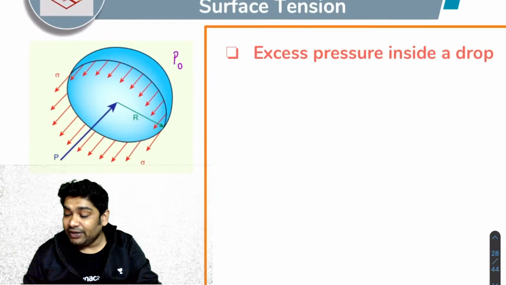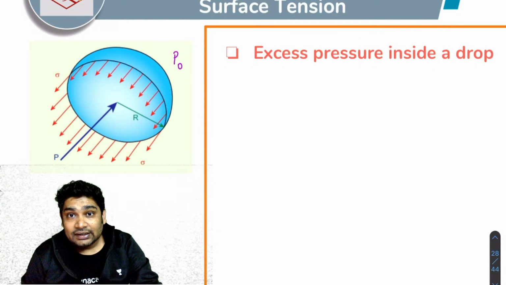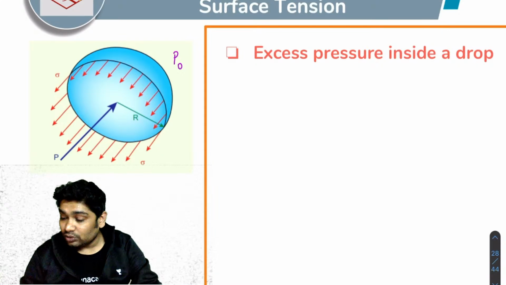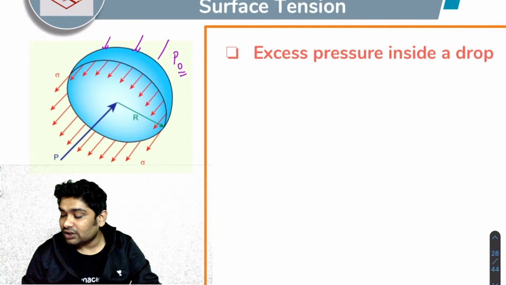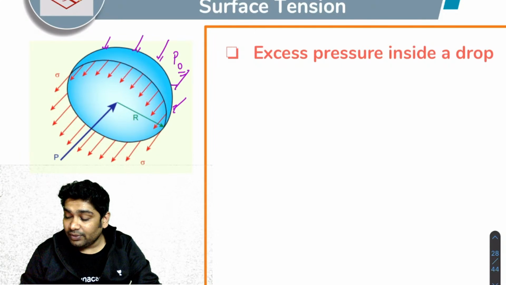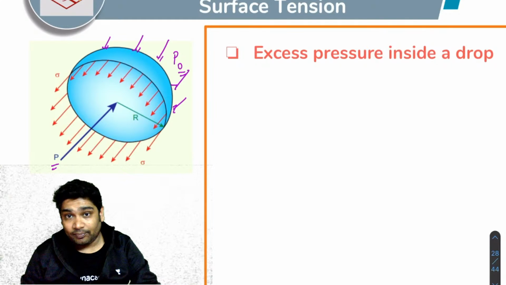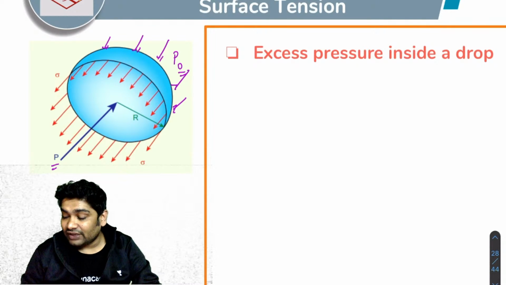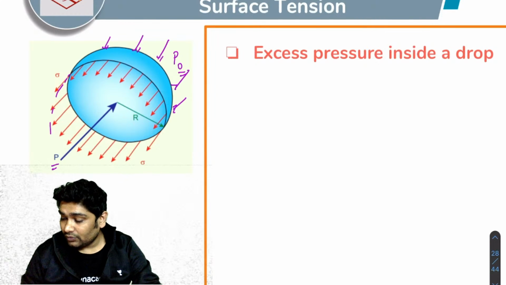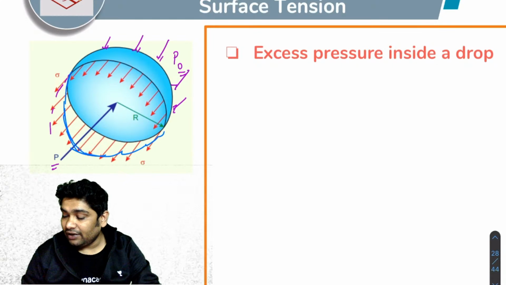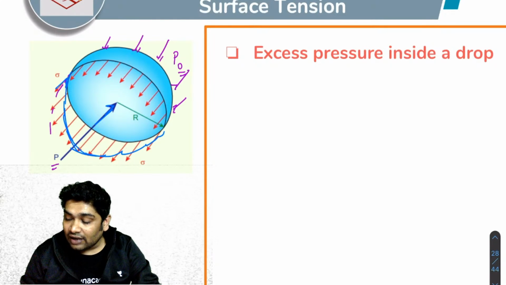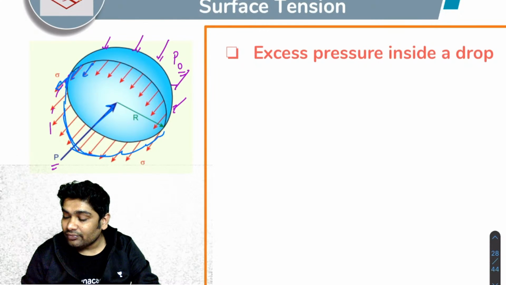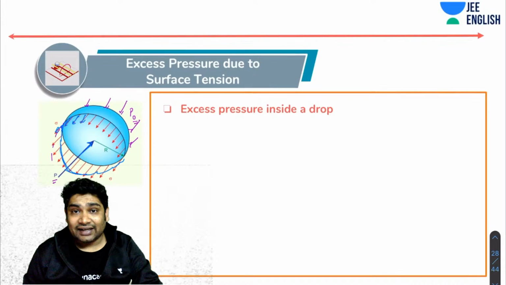If I draw the FBD of this one hemisphere of the drop, then I see it is experiencing three forces. One, due to this external pressure. This external pressure will apply a net force on the outer surface. Then there will be a force due to the internal pressure of the liquid. The second half of the liquid, due to its own pressure, would have applied a force. And also the surface molecules of this would have pulled the surface molecules of this. So there are three forces that you can see acting on a drop.